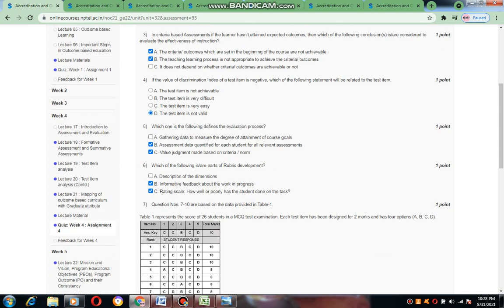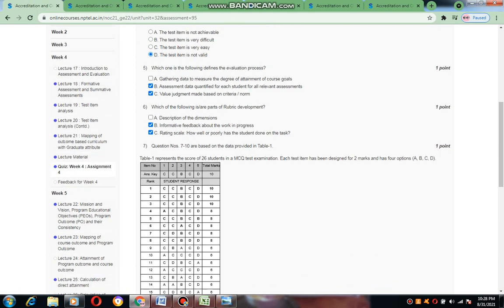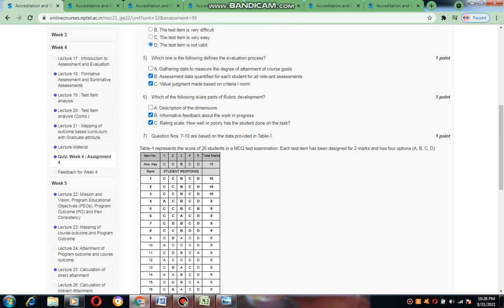Now coming to the fourth question, the value of the discrimination index is negative. Actually, it is negative. The question must be ambiguous. Then I have selected the option that the test item is not valid. Coming to the fifth one, I considered B and C as the answers. And coming to the sixth one, I considered B and C as the answers.